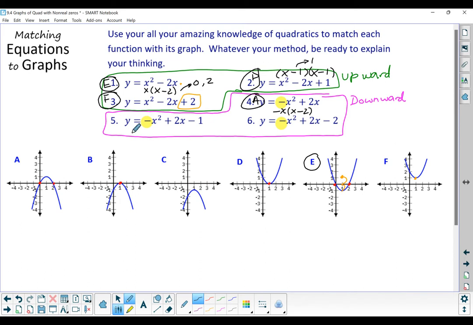We can think of number 5 if you want. The only difference between number 4 and number 5 is this minus 1. That means it has to be shifted down from that previous graph. So this is definitely B. And then finally, this one's shifted down 2 from graph A. And so that would be graph C. So there's a lot of ways you could match these up. Another thing that you could use to match them up is their y-intercepts. There's tons of ways to do this.